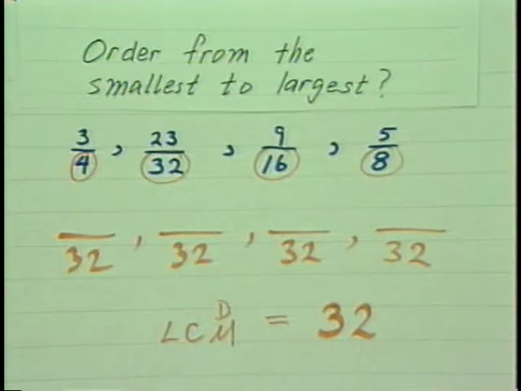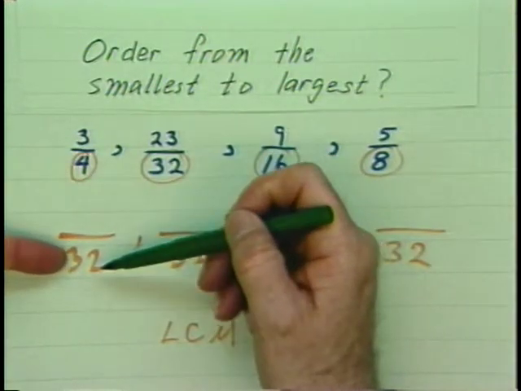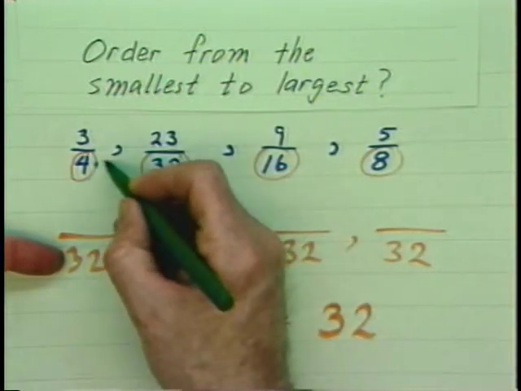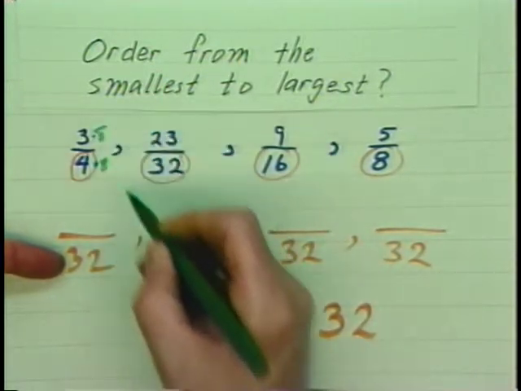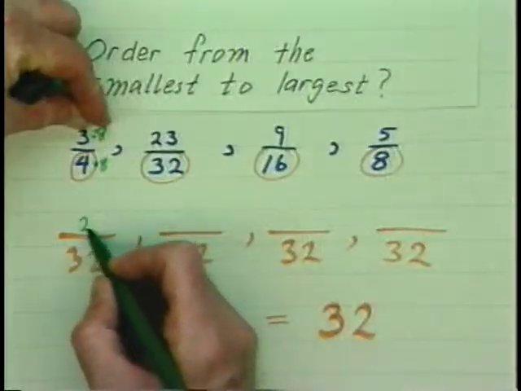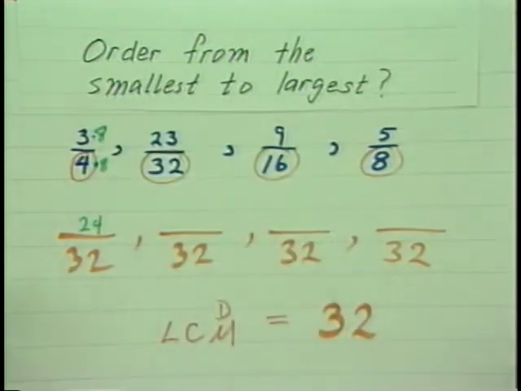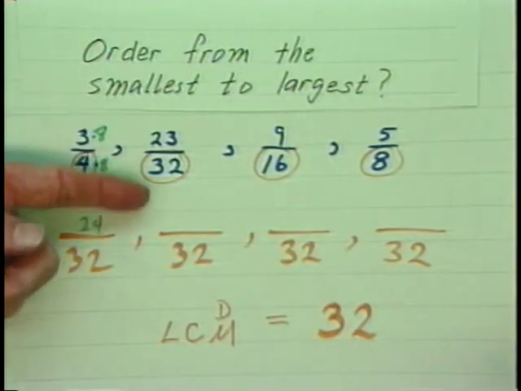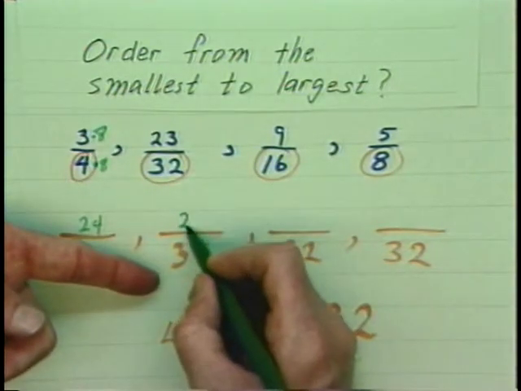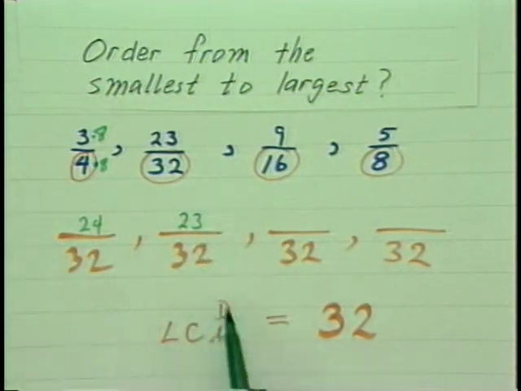So getting ready to build, we simply ask, 4 goes into 32 how many times? That's 8. So we will build it by 8, thus getting 24/32 as a replacement for 3/4. And of course 23/32 stays the same. See, in fact, these two are very close in size, aren't they?